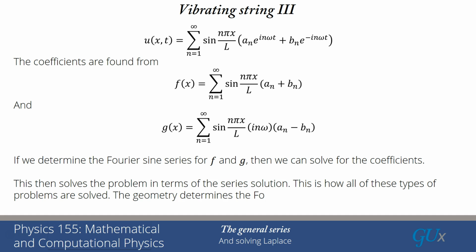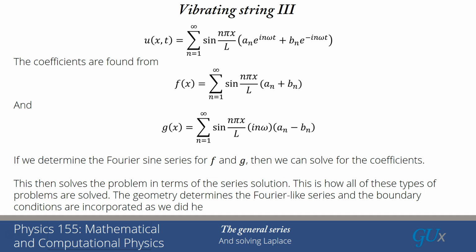And if you go on and look at the solution of Laplace's equation, or things like the wave equation or other things like that, in many different contexts, this is how all of these kinds of problems are solved. The geometry of the problem and the constraints determine what the Fourier-like series would be. It's not always a Fourier series. And then the boundary conditions are incorporated in the way in which we incorporated them here to allow you to then solve for all the different coefficients and get the final functional form.